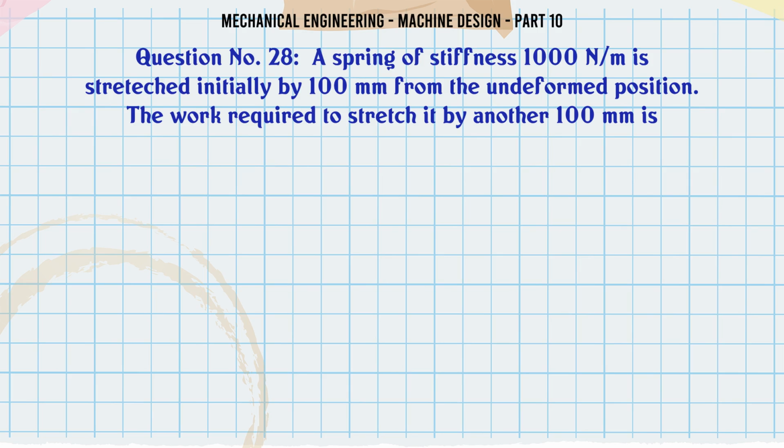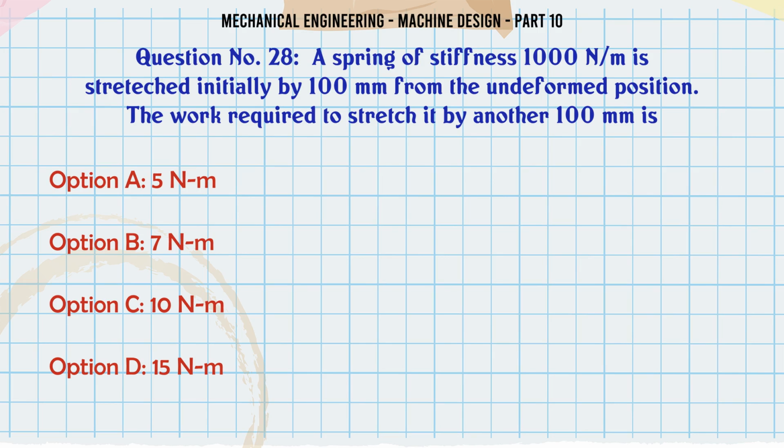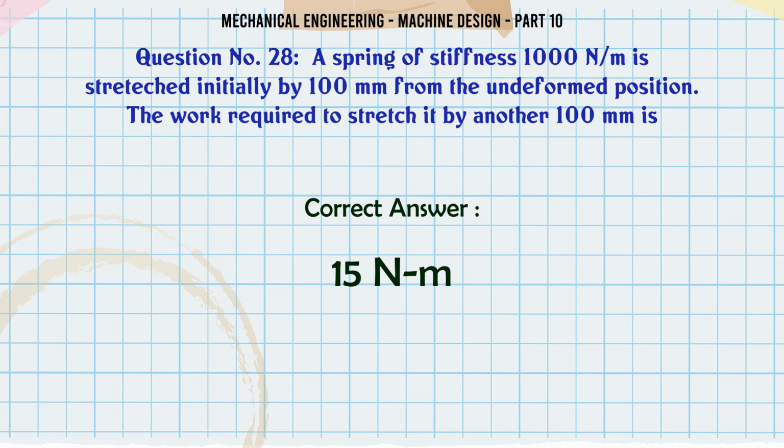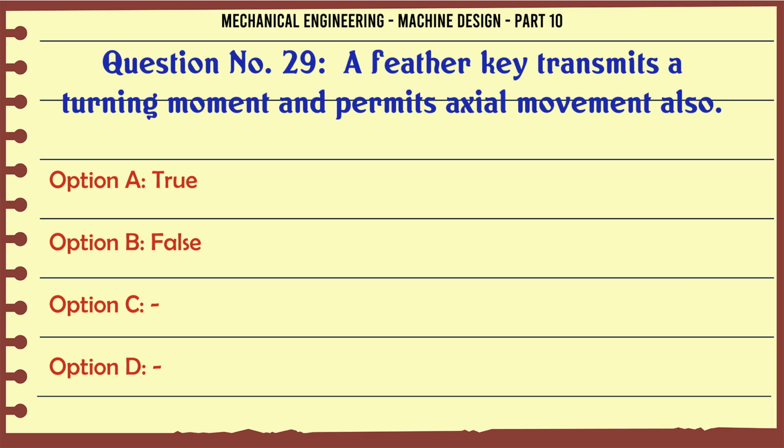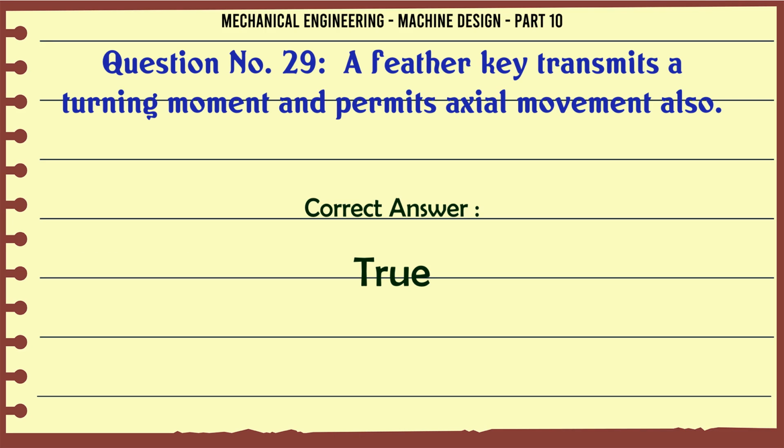A spring of stiffness 1000 N/m is stretched initially by 100 mm from the undeformed position. The work required to stretch it by another 100 mm is A, 5 Nm; B, 7 Nm; C, 10 Nm; D, 15 Nm. The correct answer is 15 Nm. A feather key transmits a turning moment and permits axial movement also. A, true; B, false. The correct answer is true.